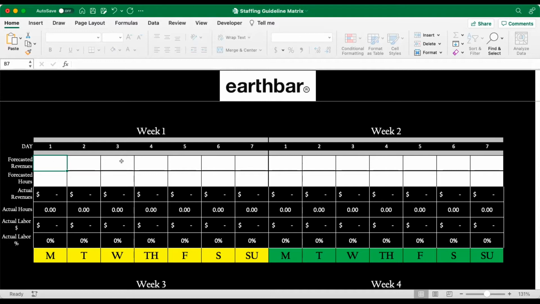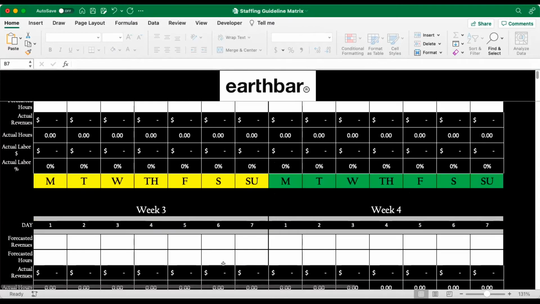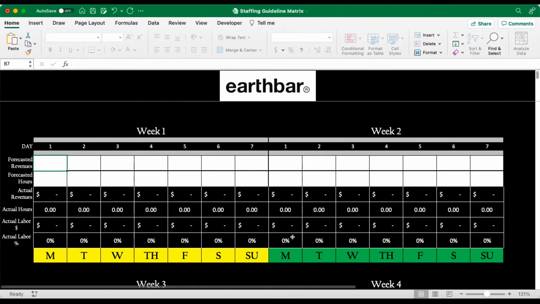For the forecasted revenue numbers, at the beginning of the period you go into See2It and input all of the forecasted numbers for the period, for week 1, week 2, week 3 and week 4. I'm asking that once you receive this document, you continue doing that, but also input the forecasted numbers from See2It into this document, because this will help you manage your labor moving forward.